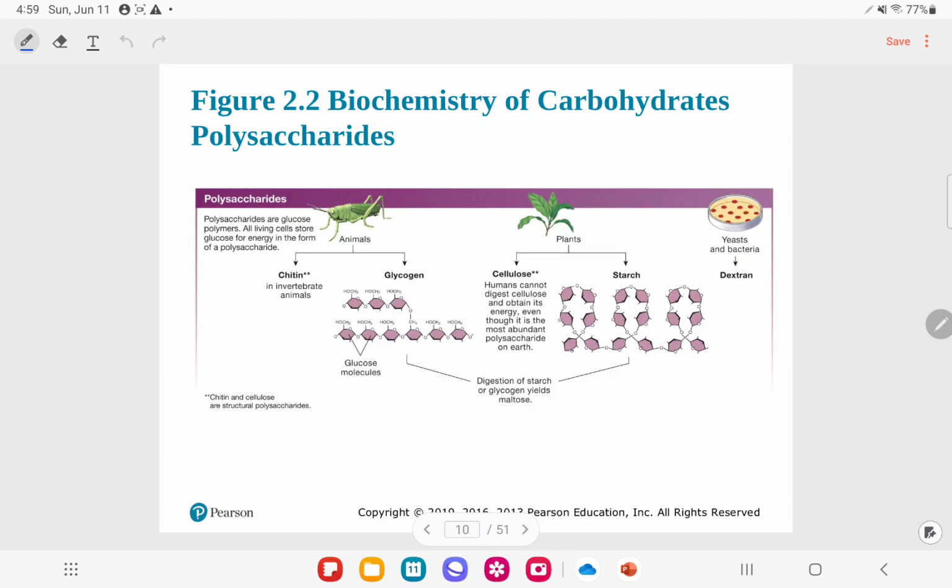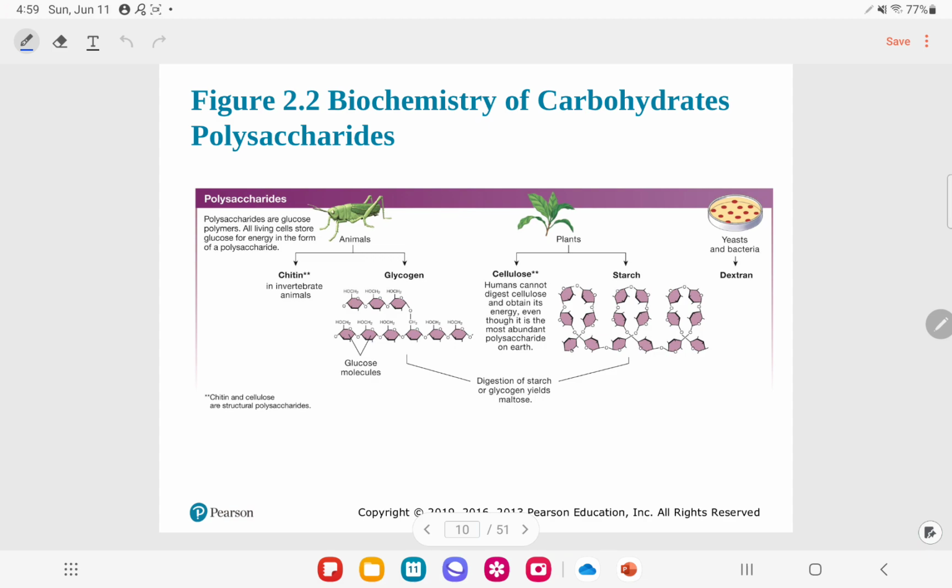And then you have polysaccharides. Polysaccharides are going to be glucose polymers, all right, so many sugars or monosaccharides connected together. Okay, and so all living cells will store glucose for energy in the form of a polysaccharide. Whether it's glycogen, right? So we animals, humans, right, we store glucose in the form of glycogen. Glycogen is a polysaccharide because it contains many glucose units, right?